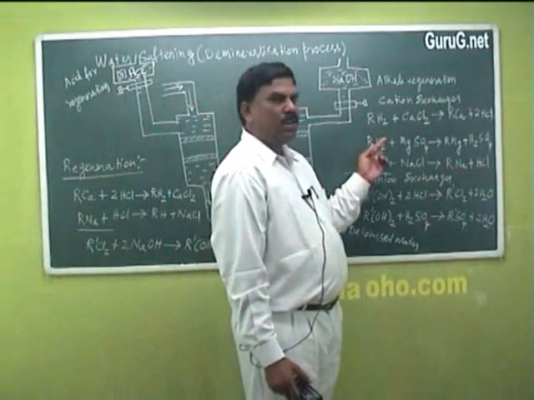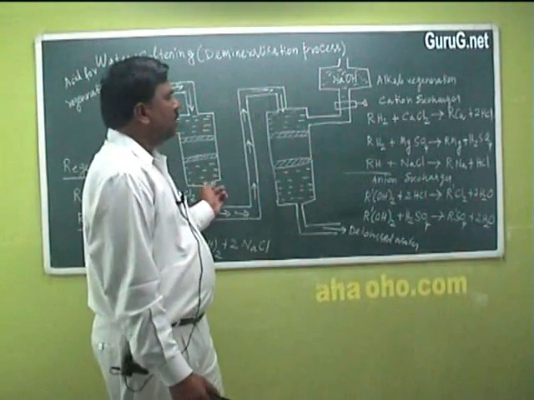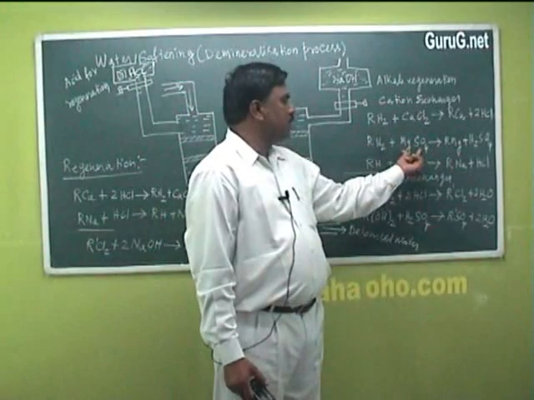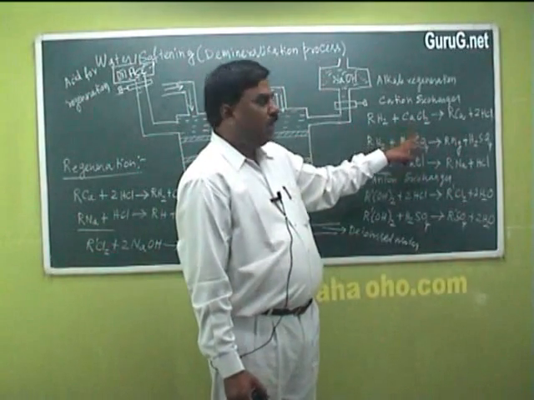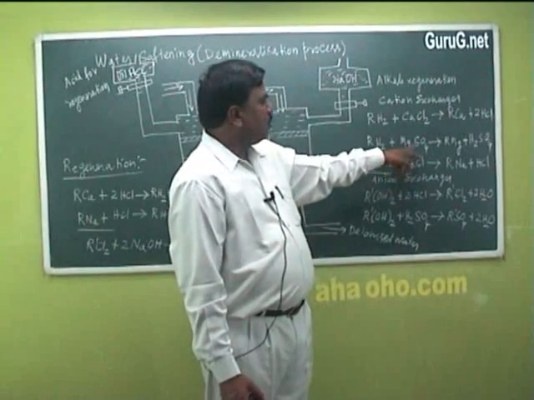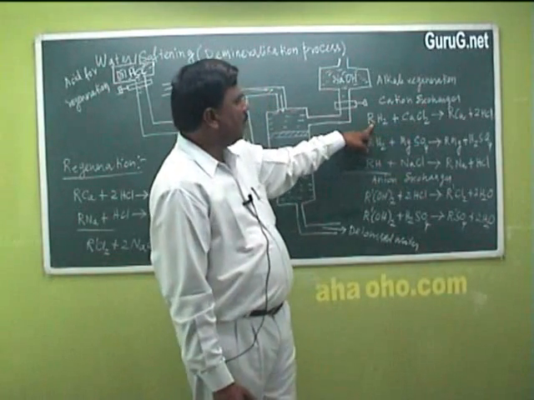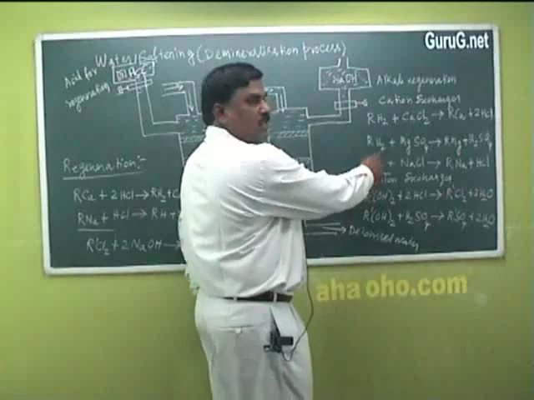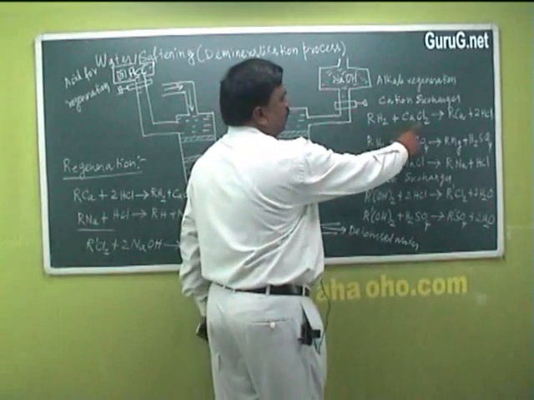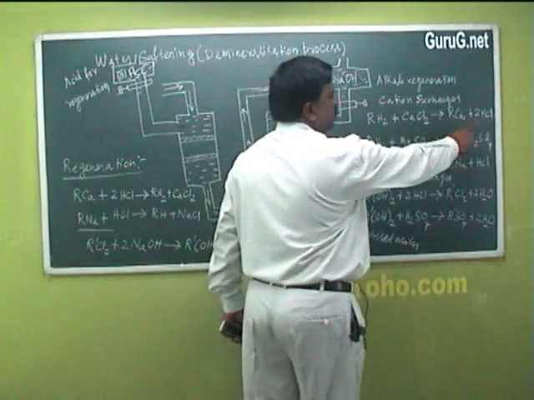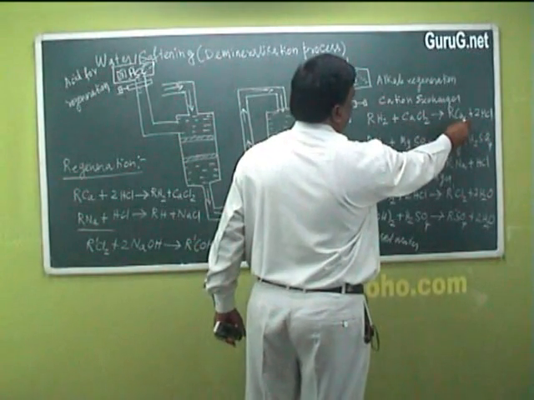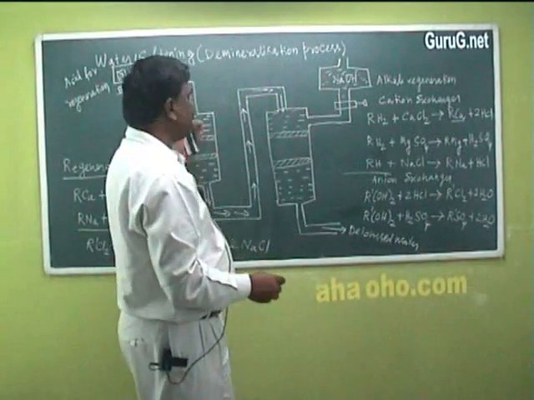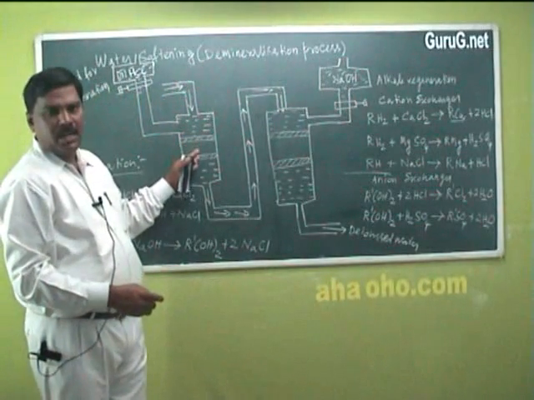So what are the reactions that take place in the cation exchanger? This is the cation exchanger RH2, and the water has calcium salt, magnesium salt and sodium salts: calcium chloride, magnesium sulfate, sodium chloride. Calcium chloride on reaction with this cation exchanger, the hydrogen is replaced by the calcium cation. The hydrogen is exchanged with the calcium, and the hydrogen and chlorine combine and are eliminated as HCl. The calcium is retained in the column, so the calcium in the water sample is absorbed in the cation exchanger.